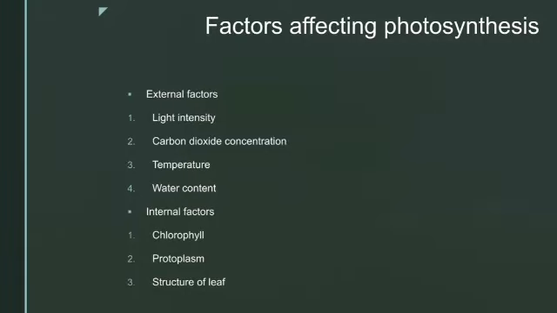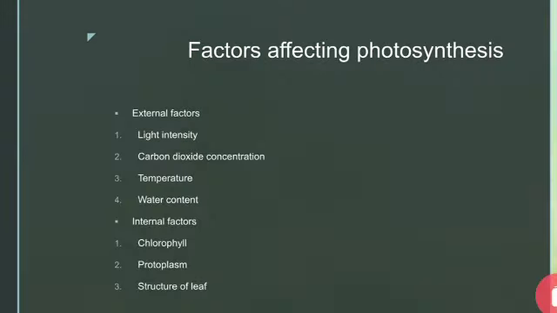Hello everyone, this is another video of the chapter photosynthesis, and today we are going to discuss the factors affecting photosynthesis. Here, first we'll be going through the external factors that affect the process. So: light intensity, carbon dioxide concentration, temperature, and water content.